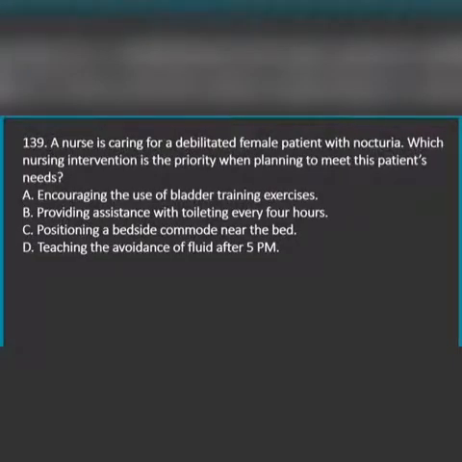Which nursing intervention is the priority when planning to meet this patient's needs? A. Encouraging the use of bladder training exercises. B. Providing assistance with toileting every 4 hours. C. Positioning a bedside commode near the bed. D. Teaching the avoidance of fluid after 5 p.m.